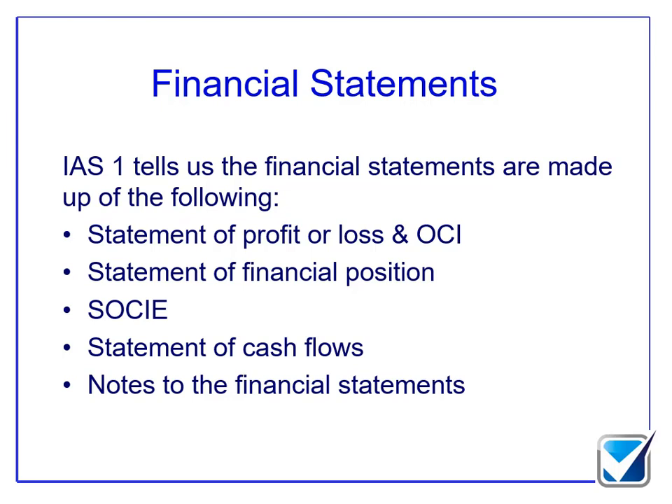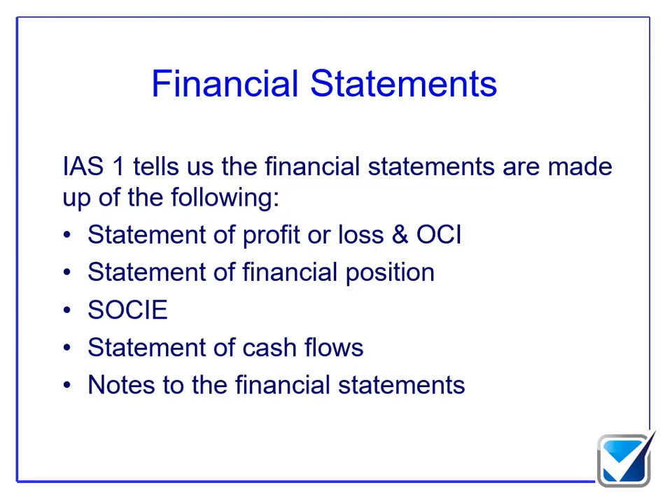Okay. IAS 1 tells us the minimum amount of information which must be disclosed. That means it includes things such as profit and loss account. It includes things such as statement of financial position. It includes things such as notes to disclose additional information. So it tells us what type of key primary statements we must be producing.